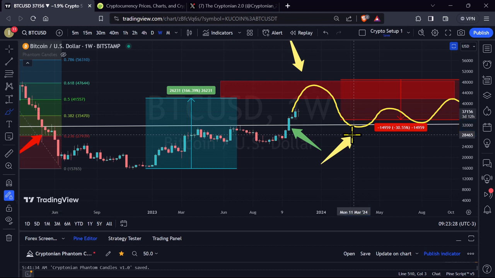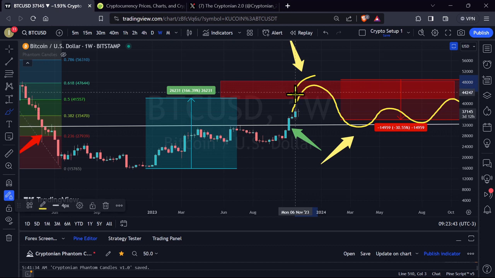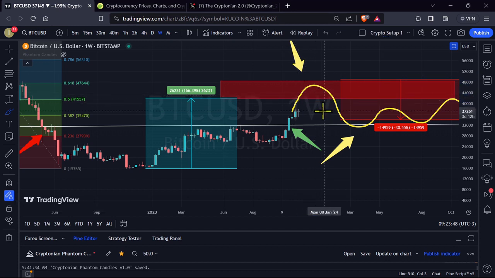And so that may or may not happen. There's probably so much interest right now that it probably will not happen. So I'm probably thinking 33, 34,000, but it really depends on how high we go in this red box, where we get rejected or have a correction.